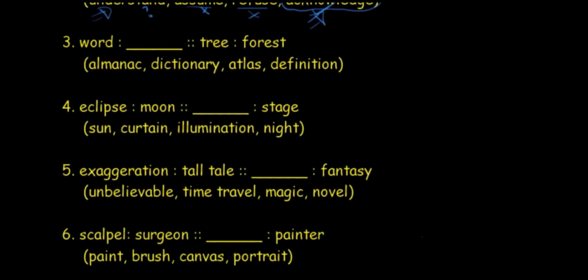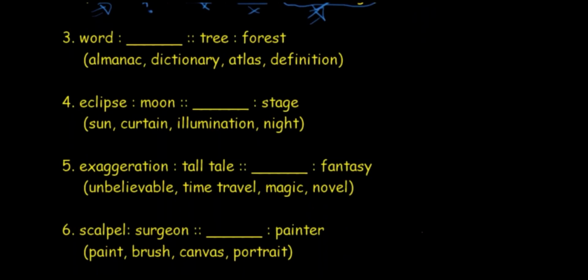Next, question number 3. Tree and forest. A tree is a part of a forest, right? So that's the bridge sentence here. If a tree is a part of a forest, all of these options are to do with words, so I'm checking that the word has to be a part of something. Because if a tree is a part of a forest, the word has to be a part of something. But then we're looking into a lot of trees make up a forest, right?